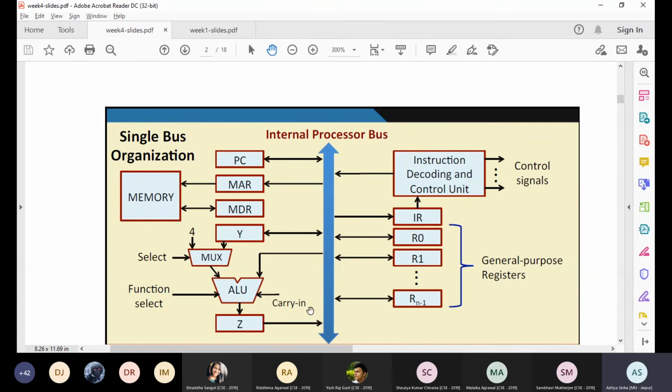Okay? I was asking about register Y. The second input of the mux is for some other functionality, not for this. I was just explaining the case of PC, how we are incrementing the value of PC. Y will be used for other cases, like all the examples we discussed for why we use a temporary register. Okay?